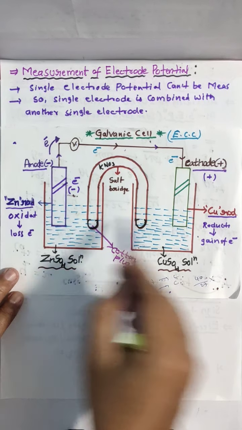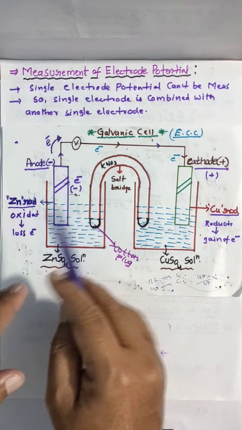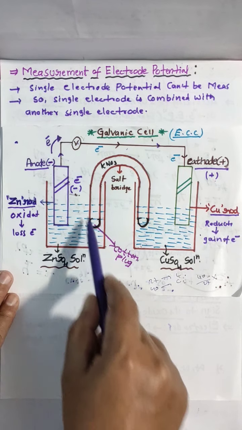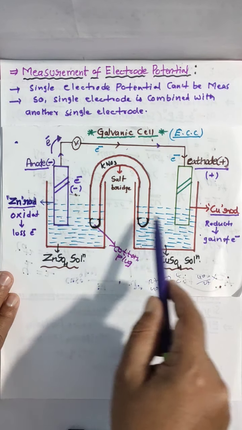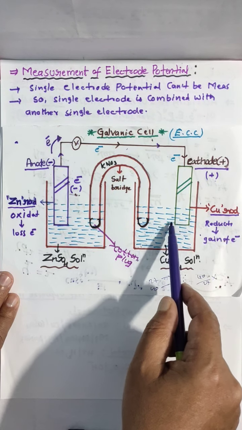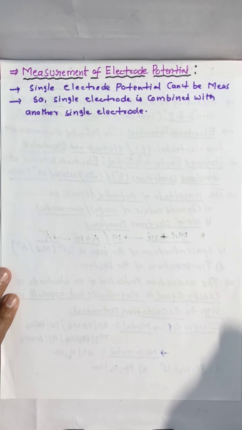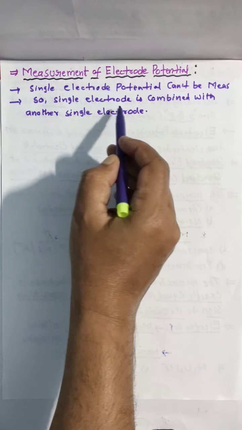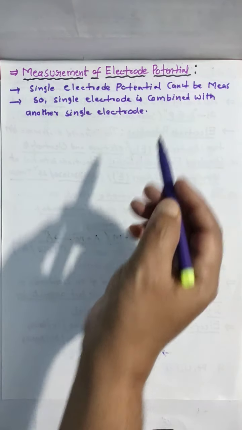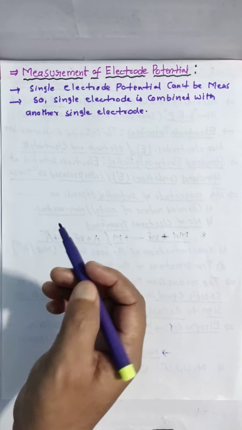Look here, this is one single electrode, the anode, and this is the cathode. If you want to calculate the electrode potential of this single electrode, it is practically impossible. That's why we have to combine it with another single electrode. That is the main point. So experimentally it is impossible to determine single electrode potential, so a single electrode is combined with another single electrode.